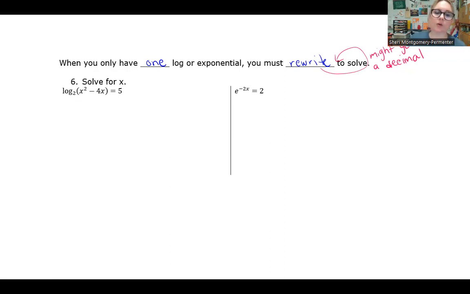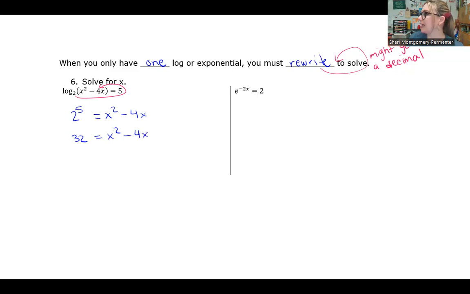So our first step is going to be to rewrite. So when you have a log, you'll rewrite it like that. So that turns into 2 to the 5th power is equal to x squared minus 4x. This is when we're going to use our handy dandy chart. When you look on your lime green chart, what is 2 to the 5th power? 32. All right, so I've got 32 is equal to x squared minus 4x.